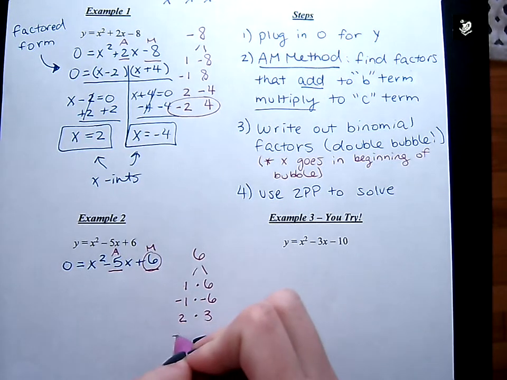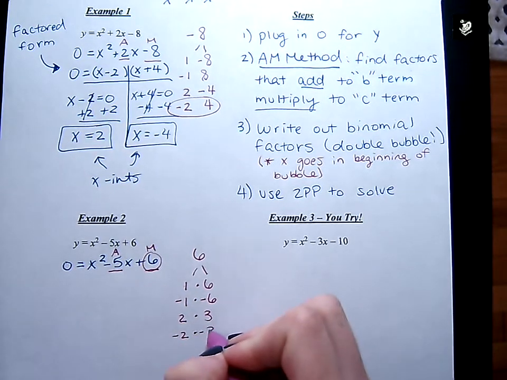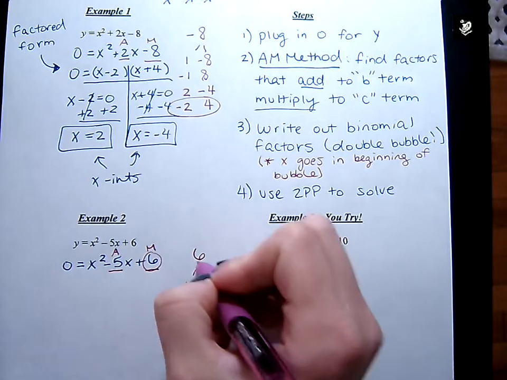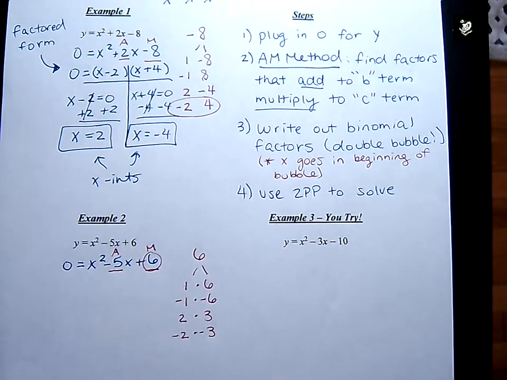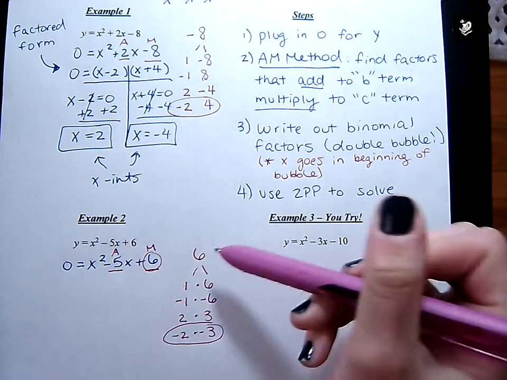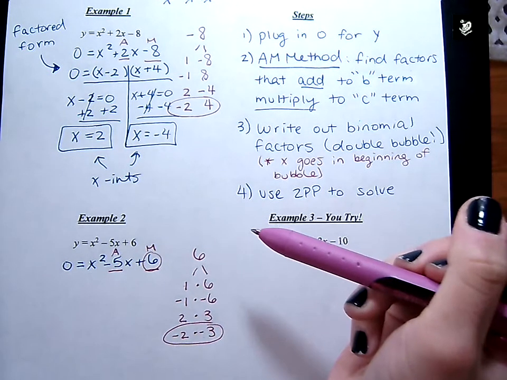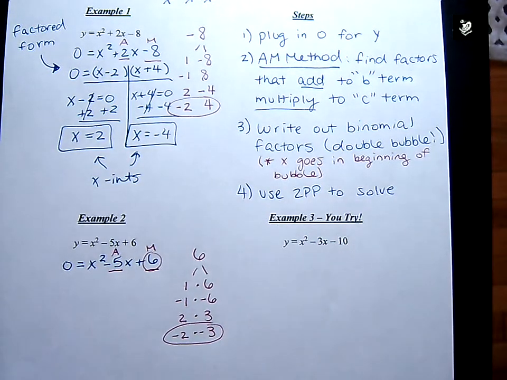So let's try -2 and -3. A negative times a negative gives me a +6. And a -2 minus a 3 or plus a -3 gives me -5. So there's my two factors. Now you don't have to write this out on the side every single time, but it may be helpful to you. So it's up to you.